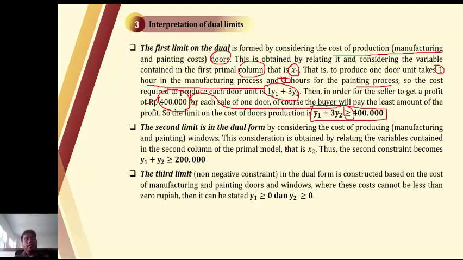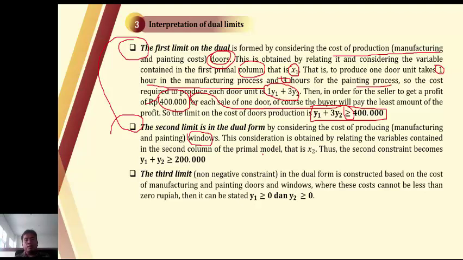How to construct the second constraint? The step is the same as the first step. So the second constraint in the dual model is built by considering the cost of production, manufacturing and painting, for windows. The first is the manufacturing and painting cost for doors, while the second constraint is for windows.